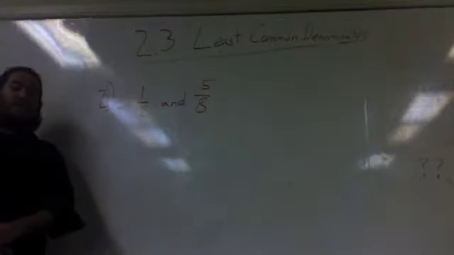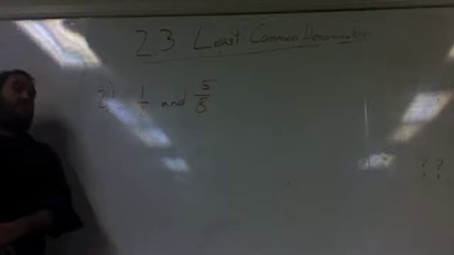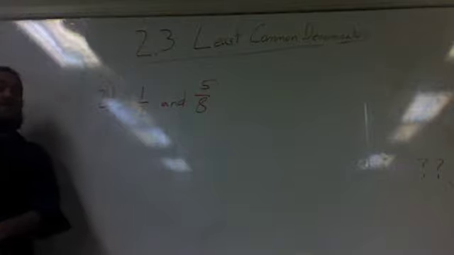For the second problem I'd like you to solve on your own, I want you to find the same thing we did with the last problem. Find the least common denominator for 1/2 and 5/8, then find the equivalent fractions for both of those that will leave you with two fractions that have the same denominator. Hit pause, work on the problem, and when you hit play, I'll give you the answer.